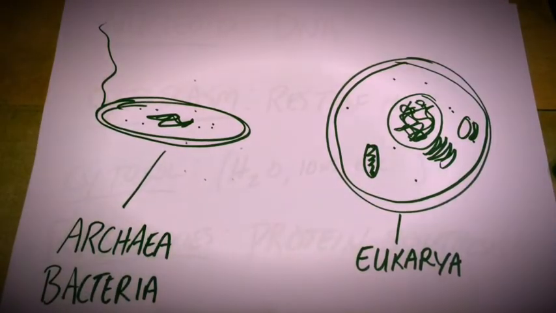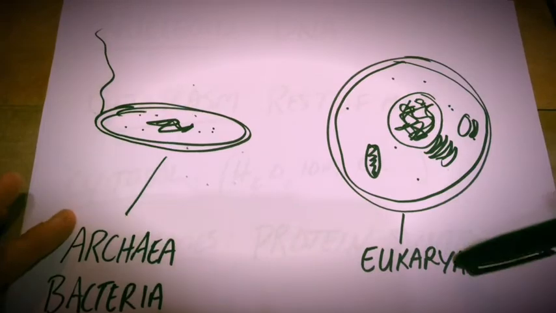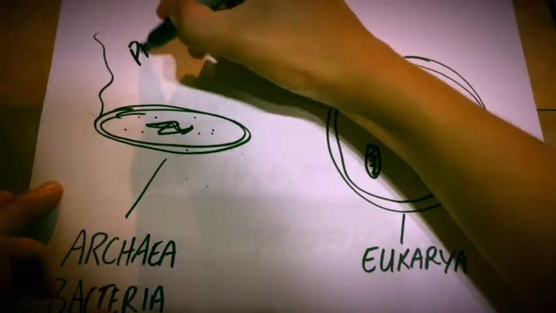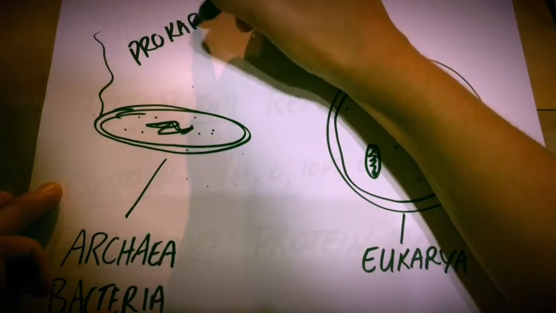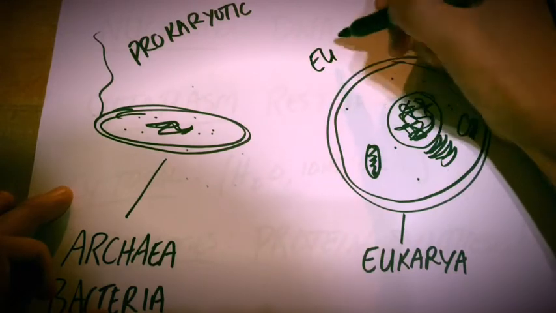Okay. So, moving on to our two main types of cells. Now, all of life is separated into our three domains of life, our archaea and our bacteria, and our eukarya. Archaea and bacteria belong to what we call our prokaryotic group, and our eukarya, of course, belong to our eukaryotic group.